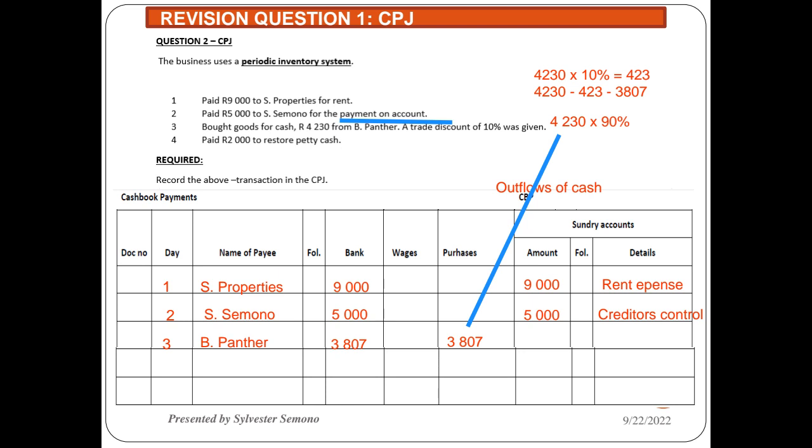Never mind. I wanted to ask something about the periodic inventory system. Oh, it's fine. Are you okay? Are you covered? Yes. Okay, no problem.